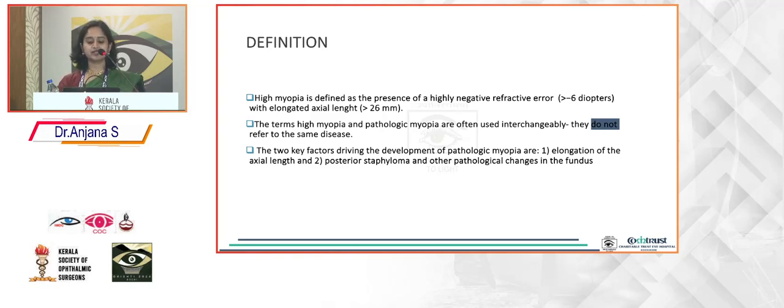The basic difference is that in pathological myopia, the elongation of the axial length is happening along with some pathological change in the posterior fundus, such as a posterior staphyloma.